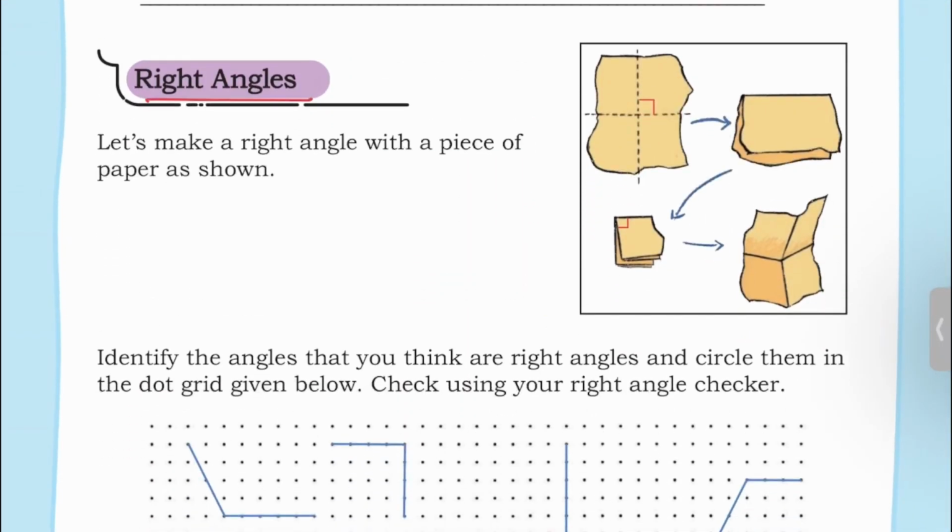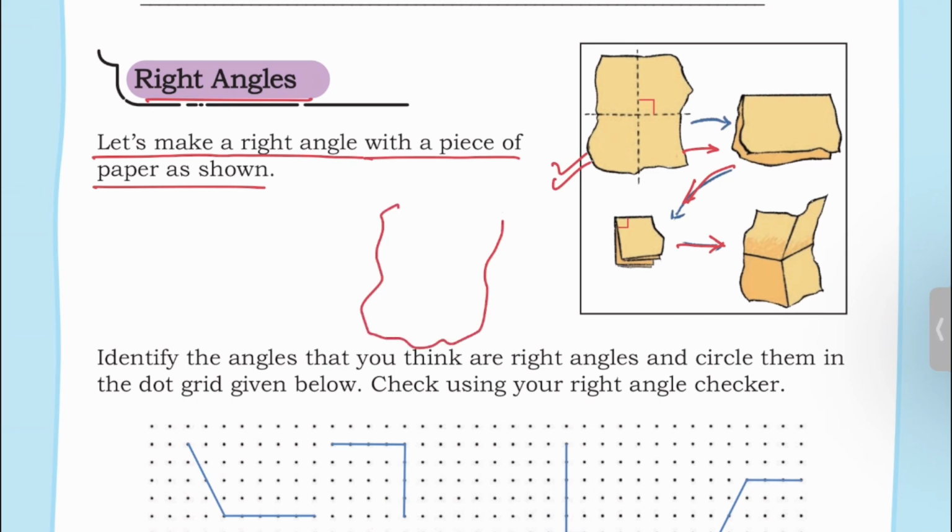Right angles. Let's make a right angle with a piece of paper as shown. First, you have to take a piece of paper, then fold in the middle, then fold it again and then unfold it. You will get 4 right angles. Suppose this is a piece of paper. After folding, you will get 4 right angles.